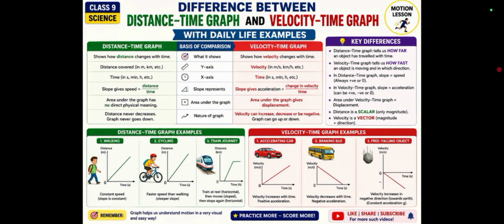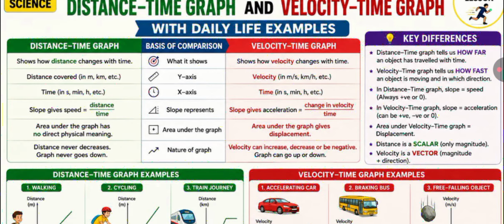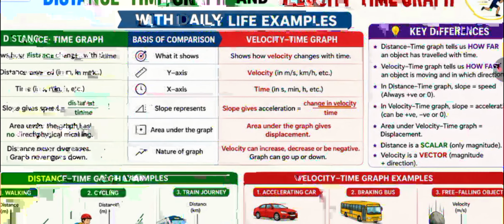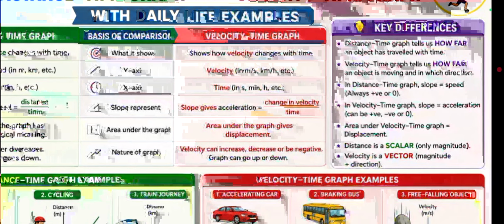In a distance time graph, the area under the graph has no direct physical meaning. In a velocity time graph, the area under the graph gives displacement. In a distance time graph, distance never decreases. The graph never goes down. In a velocity time graph, velocity can increase, decrease, or be negative. The graph can go up or down. Here is the basic comparison of distance time graph and velocity time graph. Here are the key differences.